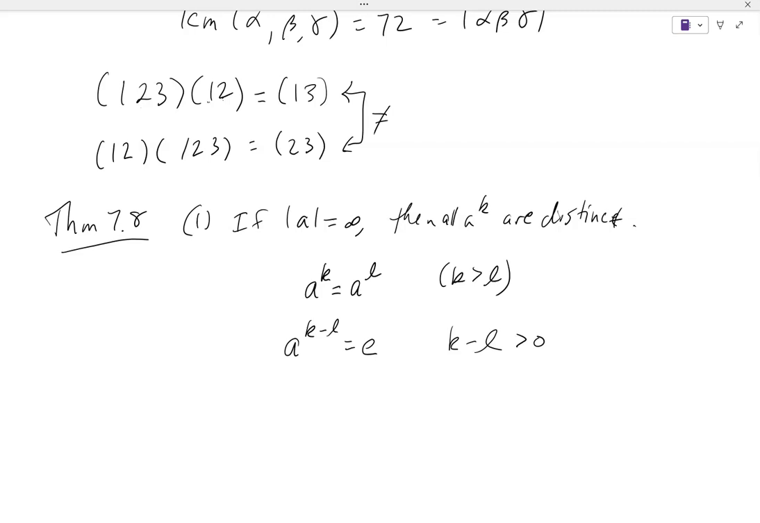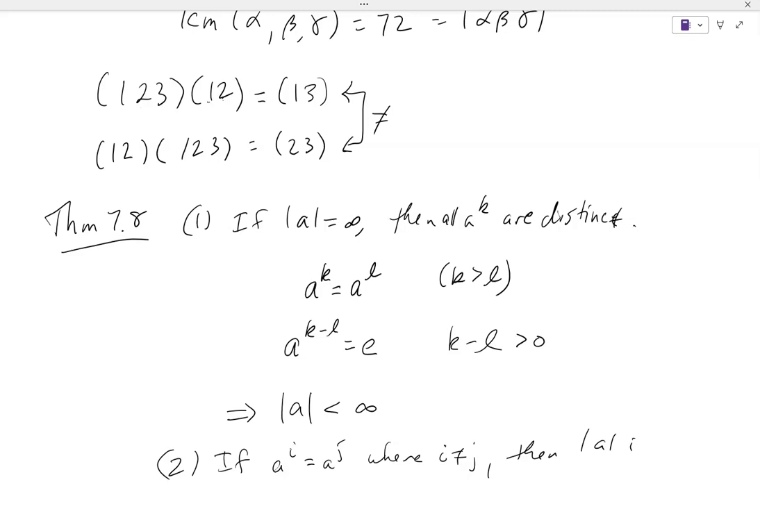So this would imply the order of A is finite. Which actually gives you part two of the theorem. They're related, obviously. If A to the I equals A to the J, where I is not equal to J, then the order of A is finite. I mean, that's the argument.